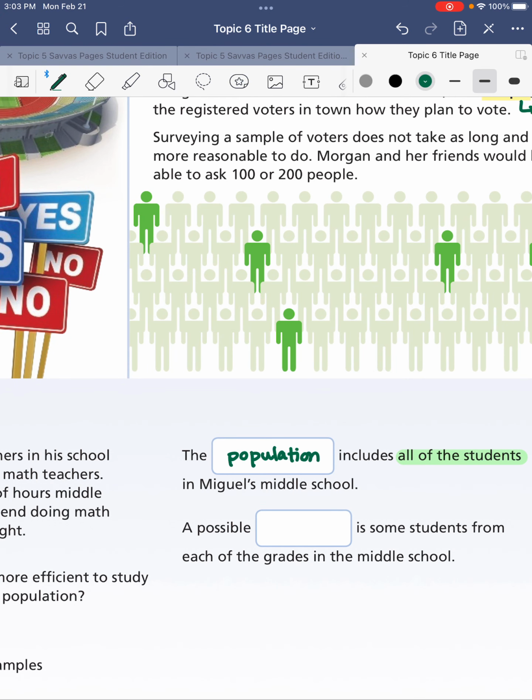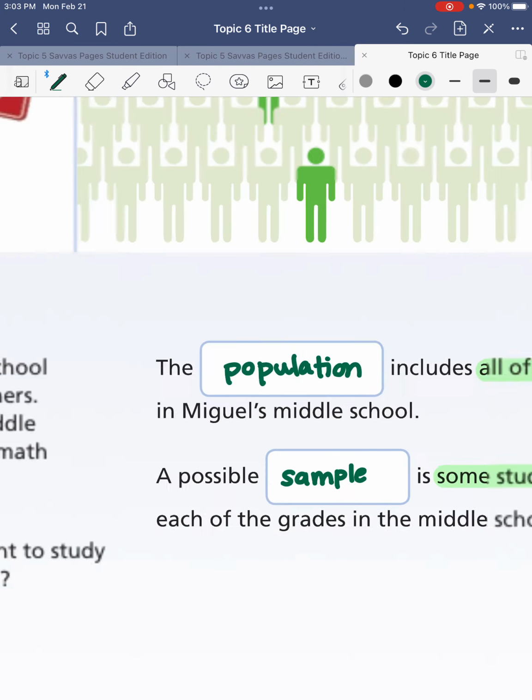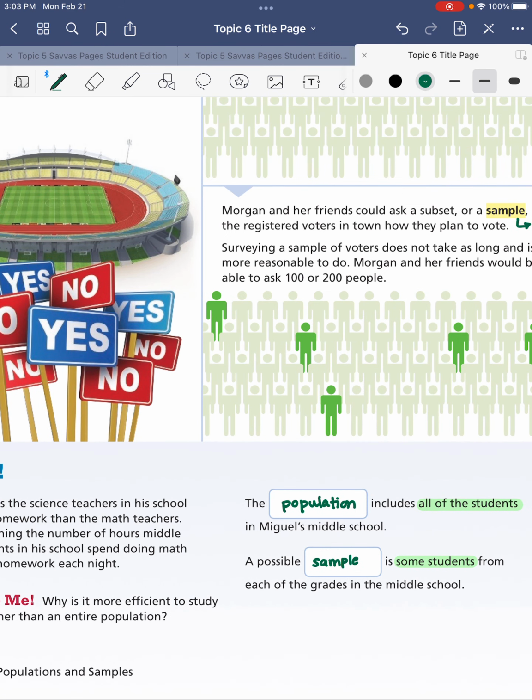A possible blank is some students from each of the grades in the middle school. Keywords, some students, just a few of them in each of the grades. That right there is our sample. So a possible sample includes some students from each of the grades in the middle school.